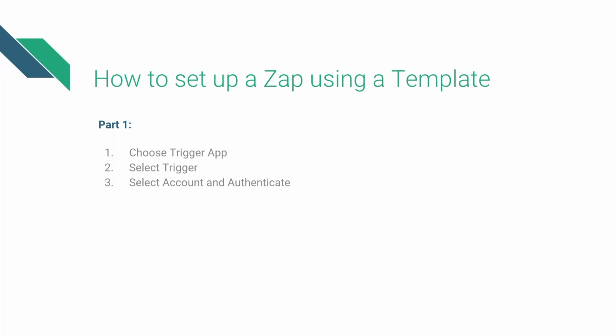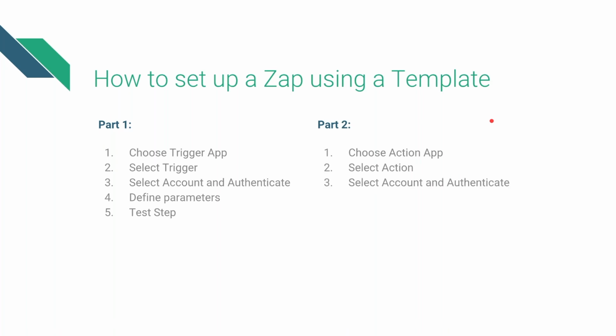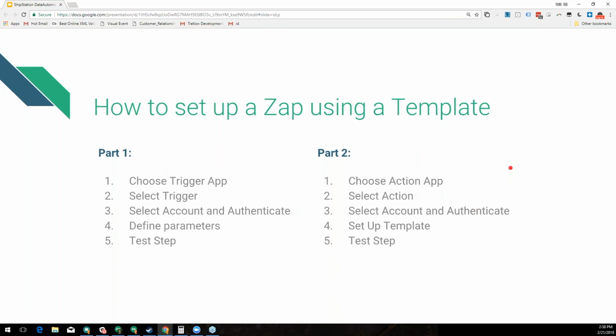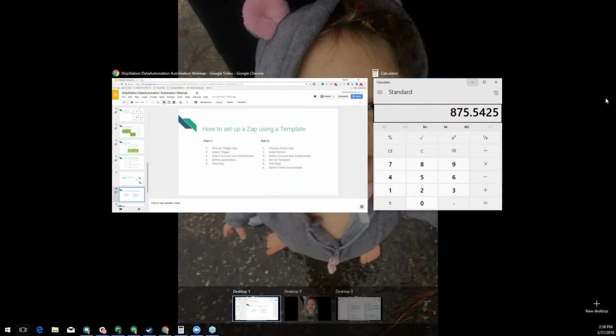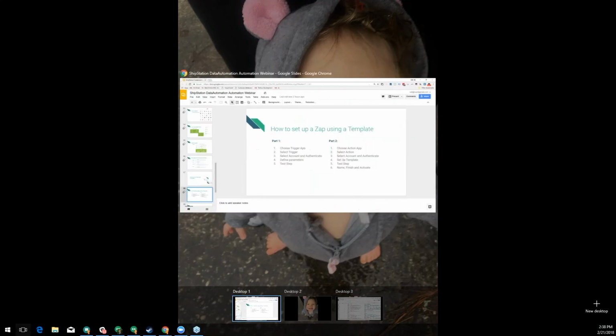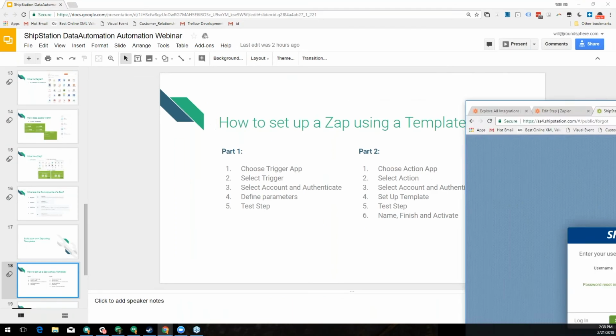Then after we've authenticated, we're going to define our parameters, okay? Then we're going to do a test step. Then part two, we're going to choose an action app. We're going to select an action, select an account and authenticate, and then set up the template. We test that step, and then we turn it all on. So let me show you briefly. I'm going to open up my window here, and I'm going to open up my Zapier over here.